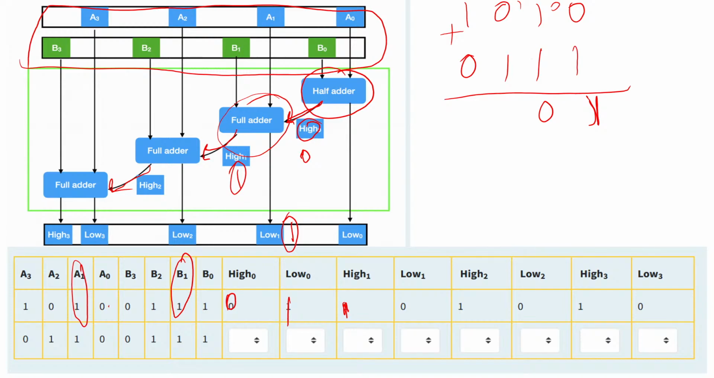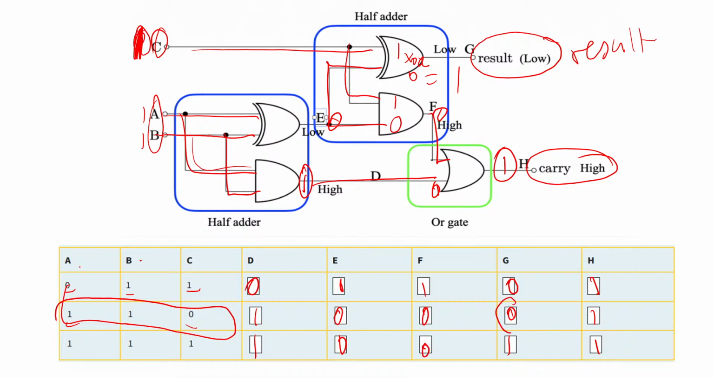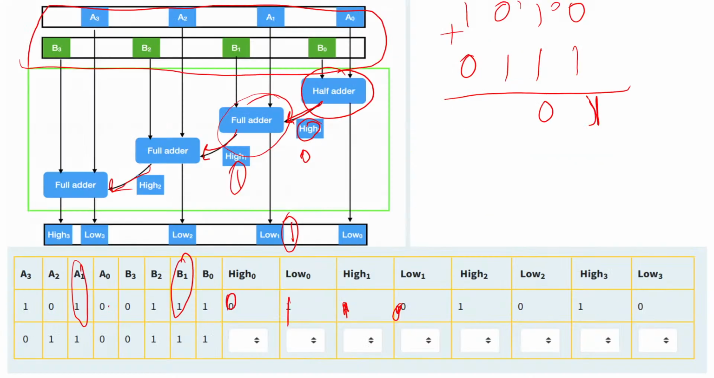Oh wait, sorry, I'm wrong. It should be 0 as the result and 1 to carry, because here it would come out as 0. No, it's not 1 and 1 and 1. It's this one. Sorry, I was looking at the wrong row. It's this row, 1, 1, and 1, 0. Sorry, I got confused for a second. So we have nothing to carry, and we should have 1 as the result.